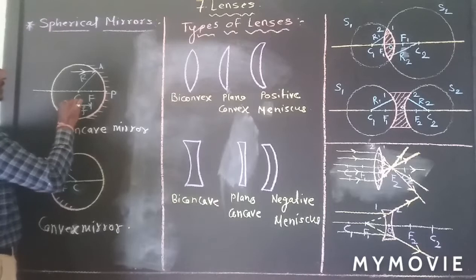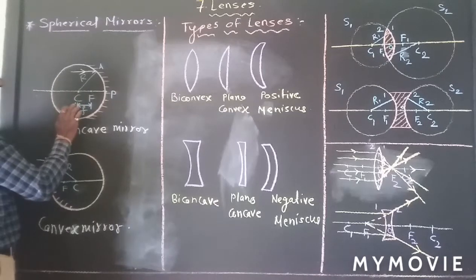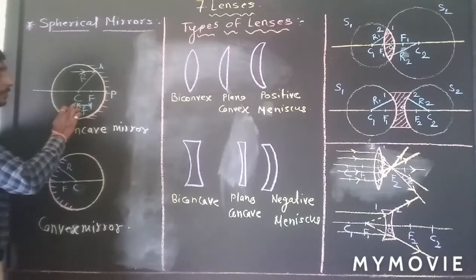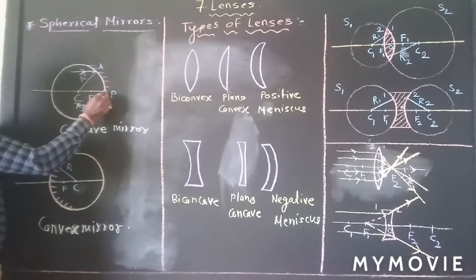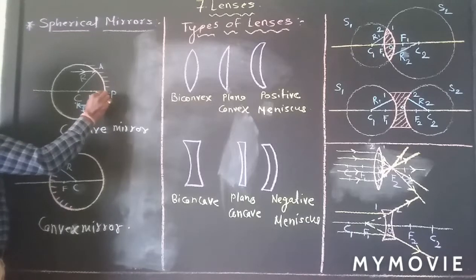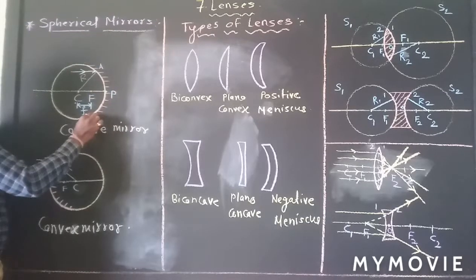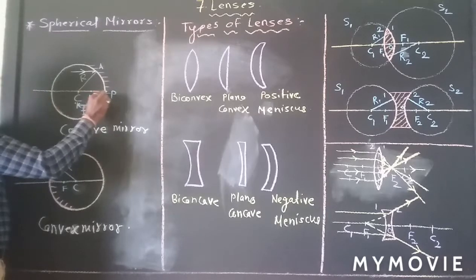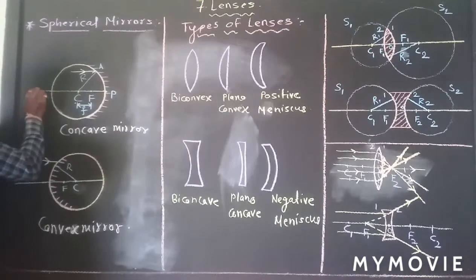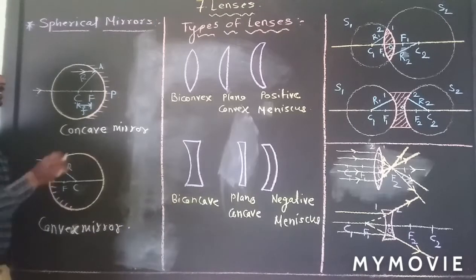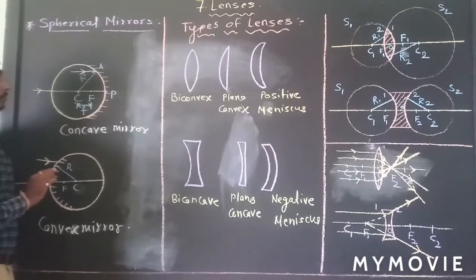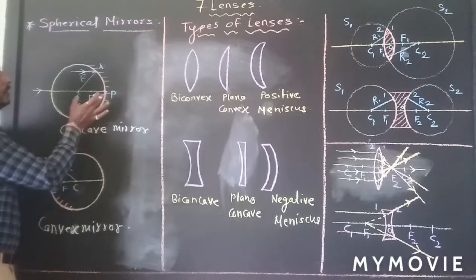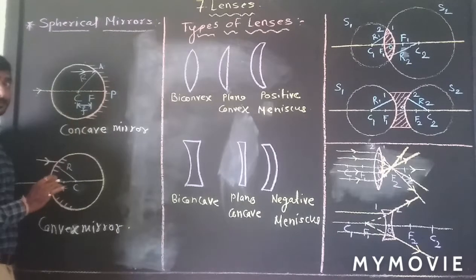Now the sphere has a center C. This center C is called the center of curvature, which you have learned already. The line passing through the center of curvature and the pole of the mirror is called the principal axis. The distance CP is the radius of the spherical mirror, here a concave mirror, and the midpoint of the center of curvature and the pole is called the focus.